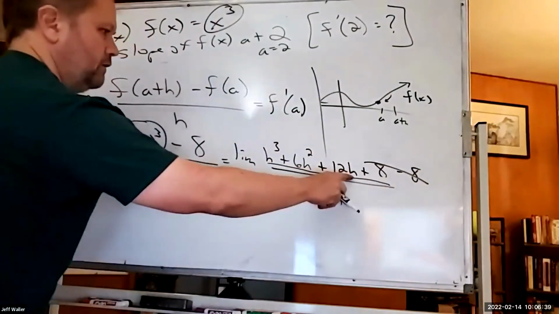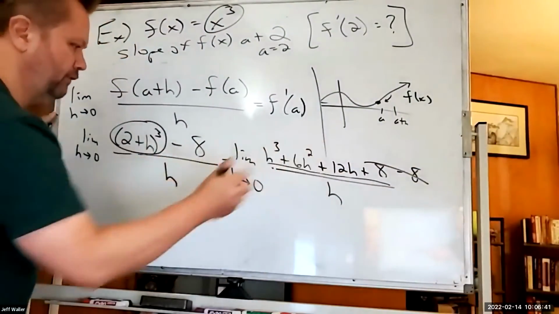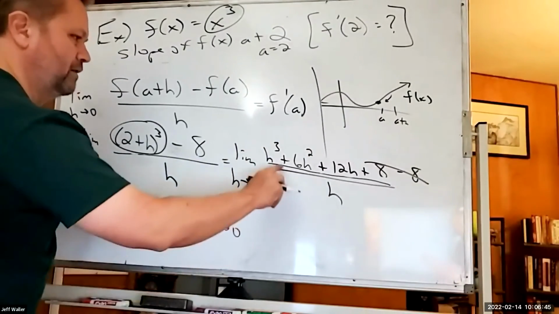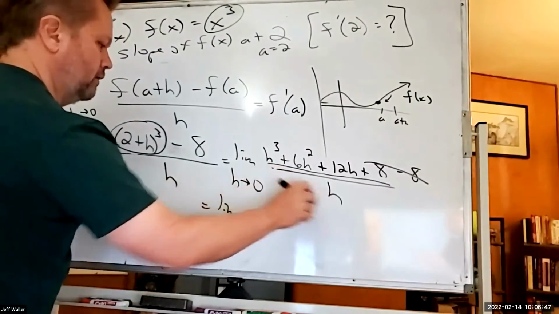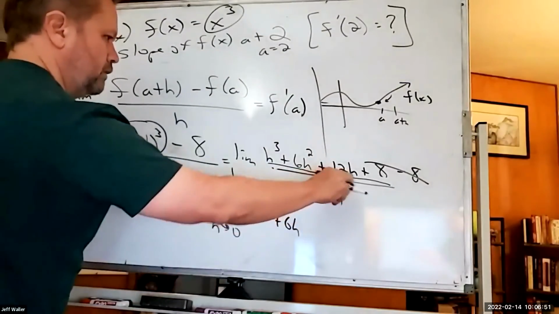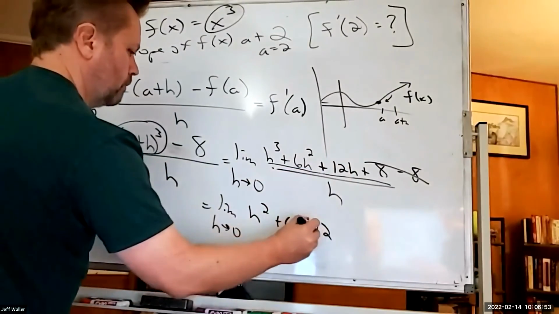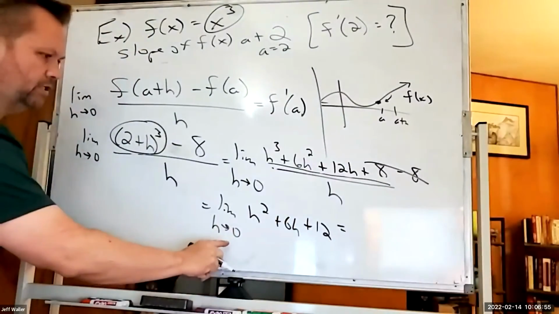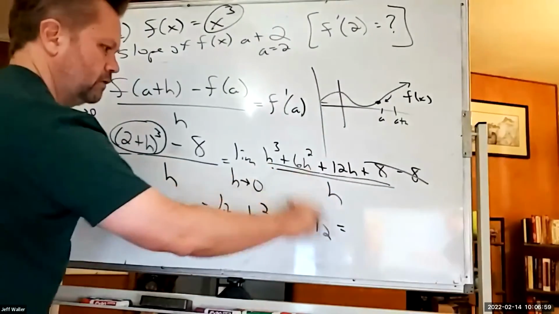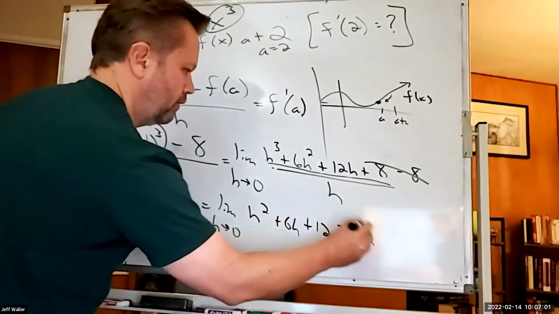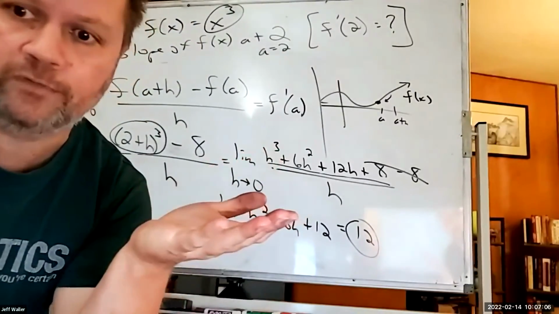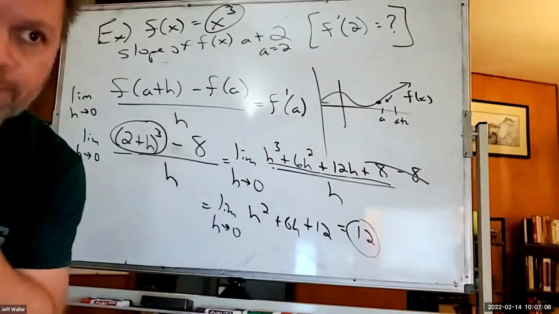Can I kill the h's, or at least some of them? Isn't this h squared plus 6h plus 12? And what do I get when I let h go to 0 of this? 12. Isn't that the same one? Isn't that the slope we got before? Didn't we get a slope of 12? Okay.